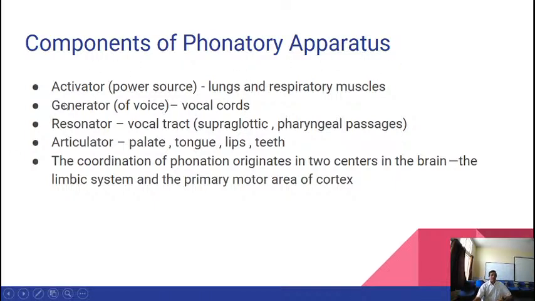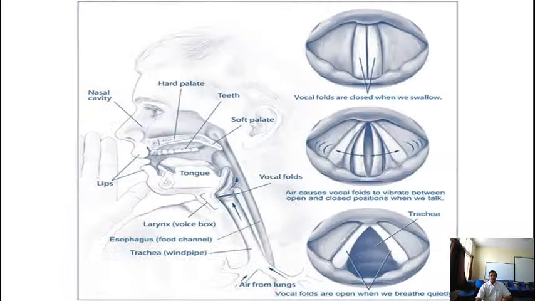Now the components of the phonatory apparatus are, as I told you once again, the lungs, the vocal cords which vibrate and generate the basic voice, the resonators, once again the pharyngeal passages, and the articulators, the palate, tongue, lips and teeth. The coordination of phonation originates in two centers in the brain, the limbic and the primary motor cortex. So we'll see some of the structures, and how, when there is a problem, they produce a voice difference.